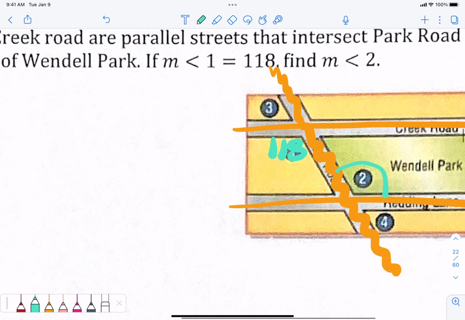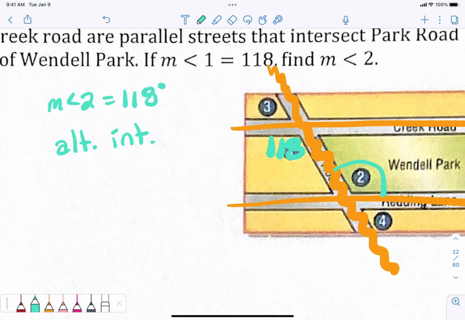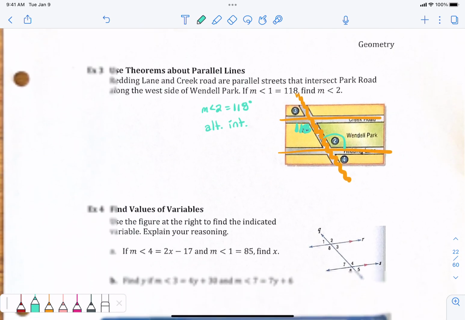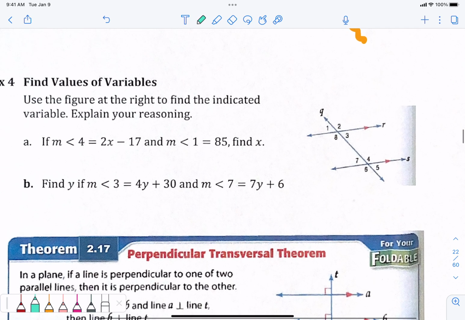118. It's 118. Measure of angle 2 equals 118. Now, what does angle 1 and angle 2 have in relationship to each other? Alternate interior. And we know that alternate anything, interior or exterior, those values are the same. So 118 matches 118. Perfect. Okay? Good? Great. All right, example 4, and this is the last one.